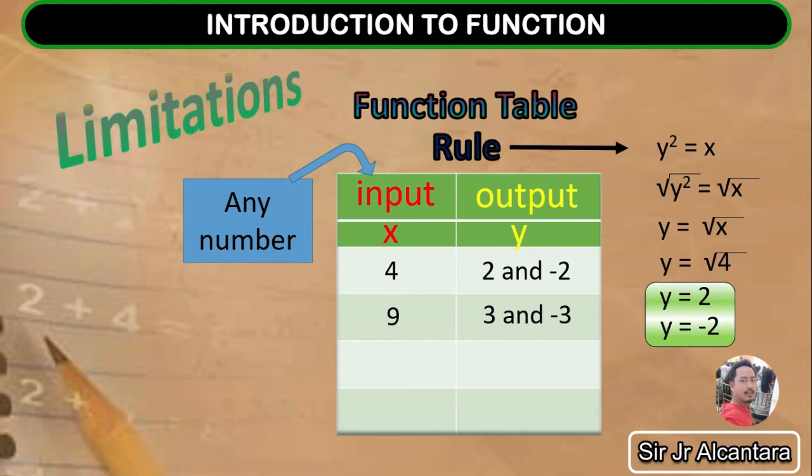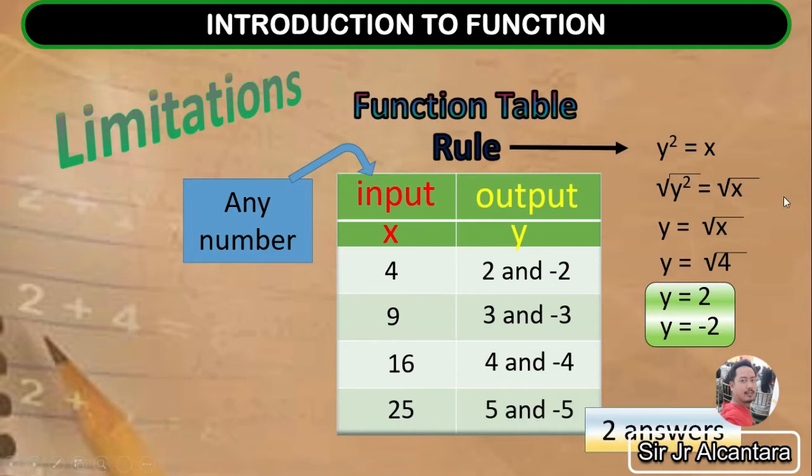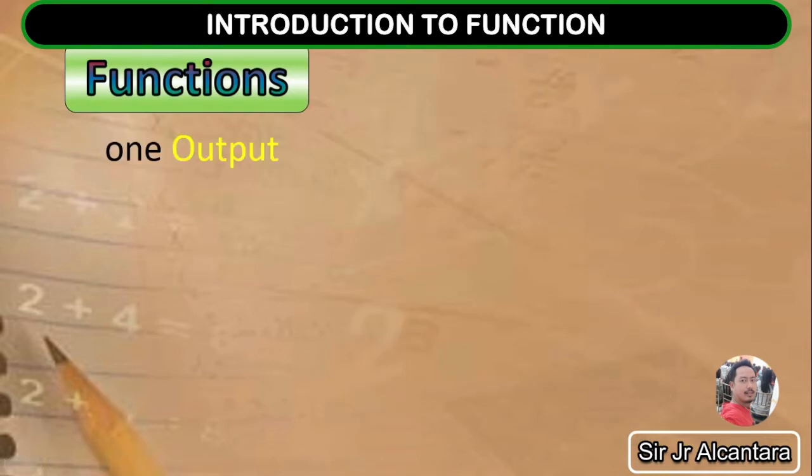Bakit? Papalitan natin itong x ng 9, at ang square root ng 9 ay 3 at negative 3. So, dalawa ang output niya. Itong 16 naman, kapag 16 ito, ang square root ng 16 ay 4 at negative 4. At ang 25 naman, kapag pinalit natin ito ng 25, square root ng 25 ay 5 at negative 5. Two answers. Ang functions, one output for every one input. Ibig sabihin, isang input mo, dapat isa lang output mo.